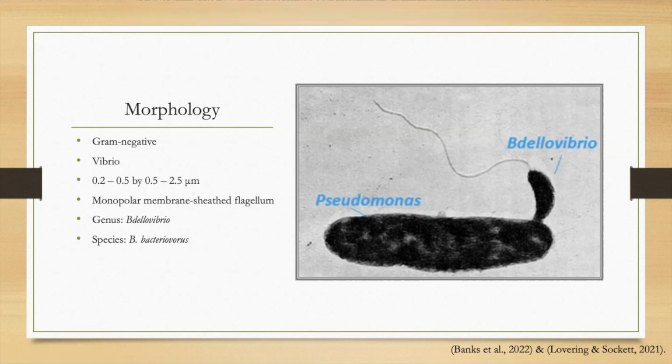The species part of the bacterium's name, bacteriovorus, the vorus part actually comes from Latin meaning eating, so it essentially means bacteria eating, and that's what they do. And again, if you look at the image, you can see the Bdellovibrio invading Pseudomonas, which we'll see in its attack phase.